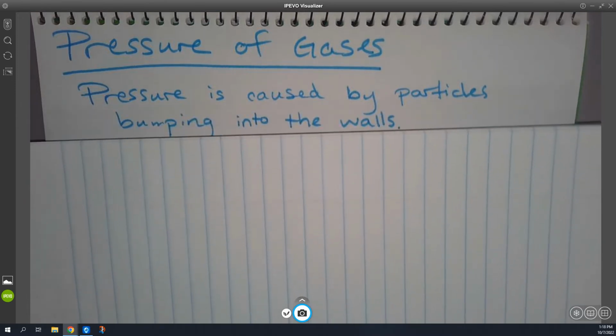Pressure is caused by particles bumping into the walls. Now, are they going to hit each other too? Yes, of course they will. Probably the more bumping into the walls is happening, the more they will hit each other also. But the point is that the reason for the pressure is because the particles are bumping the walls, not because they're hitting each other. Does that make sense?